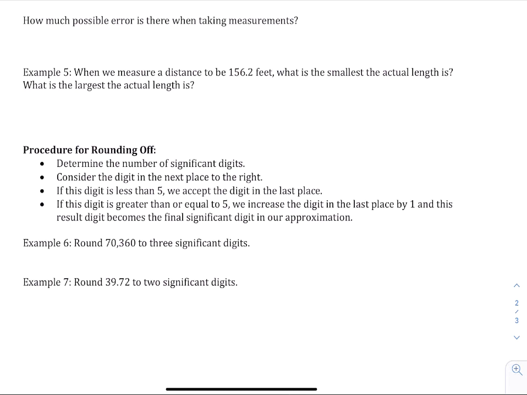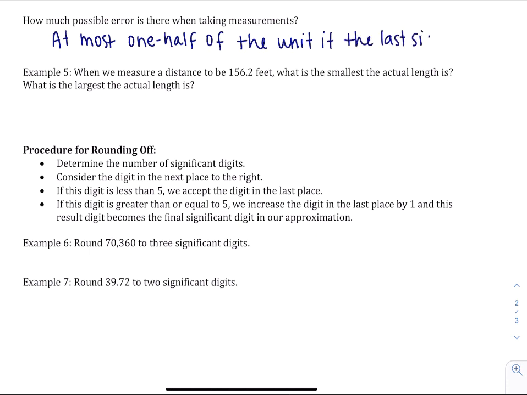So the possible error is at most 1/2 of the unit in the last significant place value. I know that's a little confusing of a way to word that, but I think when I show you how to work on it, it'll be a little bit easier.